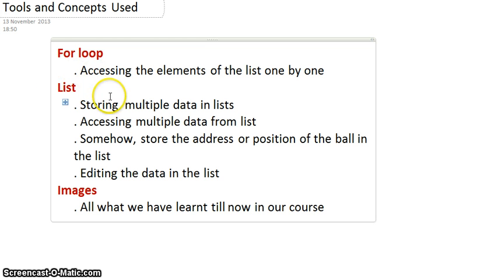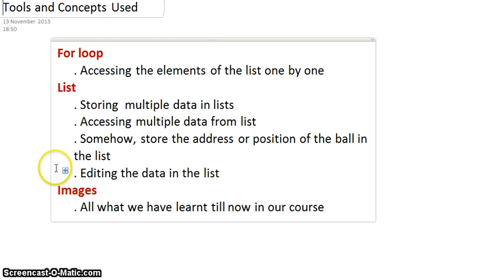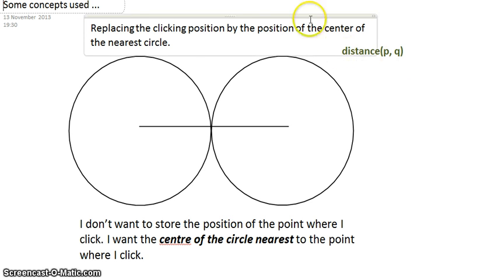The list, in which I store multiple data, access multiple data, edit the multiple data, and also store the address of the balls, which you saw on the canvas. Images, well, there's nothing quite significant. Whatever Professor Joe has taught us, I'm just using that. I've just loaded the image and I'm displaying the image, but I've just rotated the image by 90 degrees. It's quite easy.